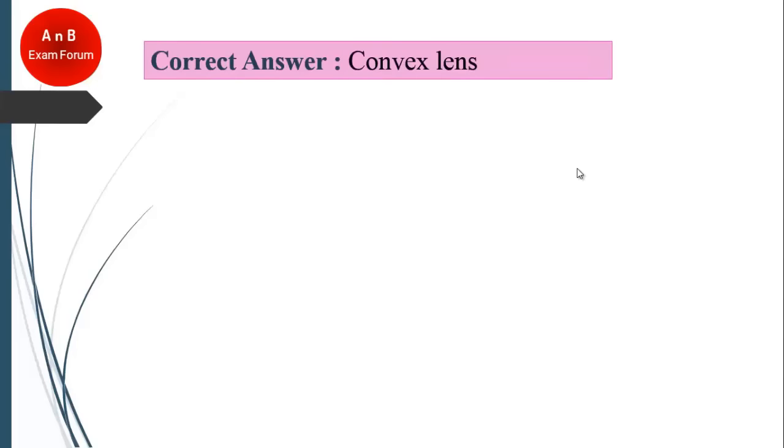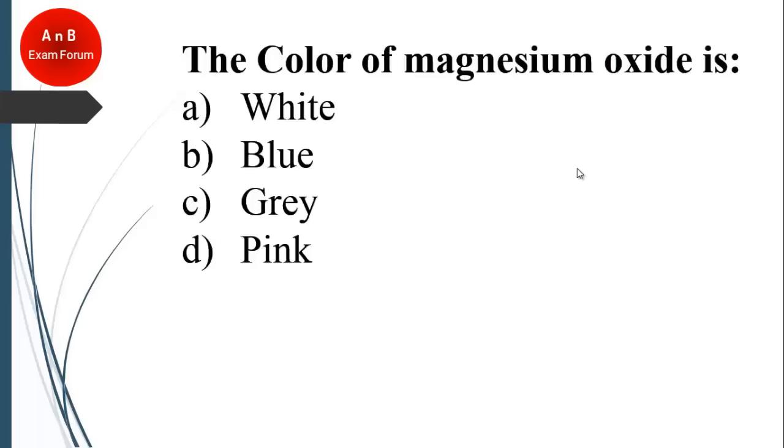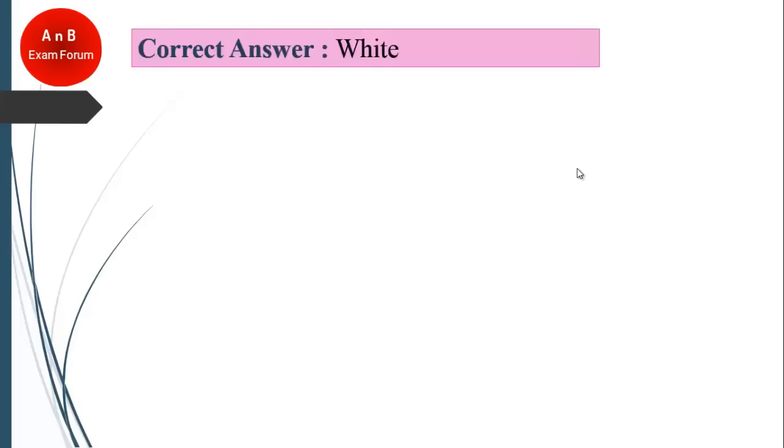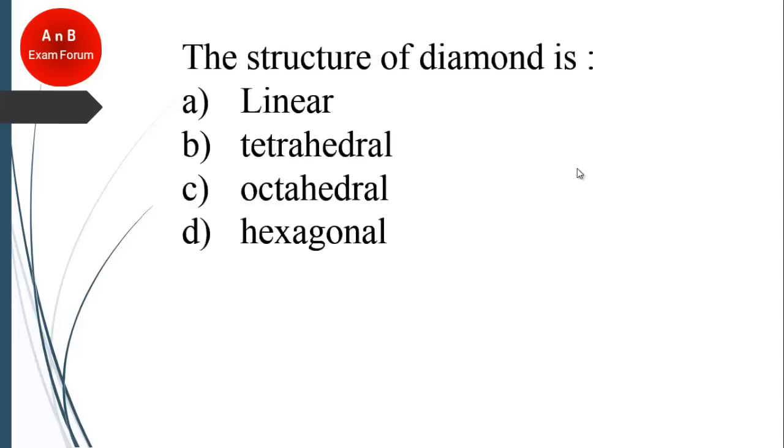But if I ask you, how will you correct the people suffering from myopia, that is short sightedness? Okay, yes, in that case concave lens will be useful for those people. Okay, coming to the next question, the color of magnesium oxide. This is static knowledge. The correct answer is option A, white. So white is the correct answer. The color of magnesium oxide is white.